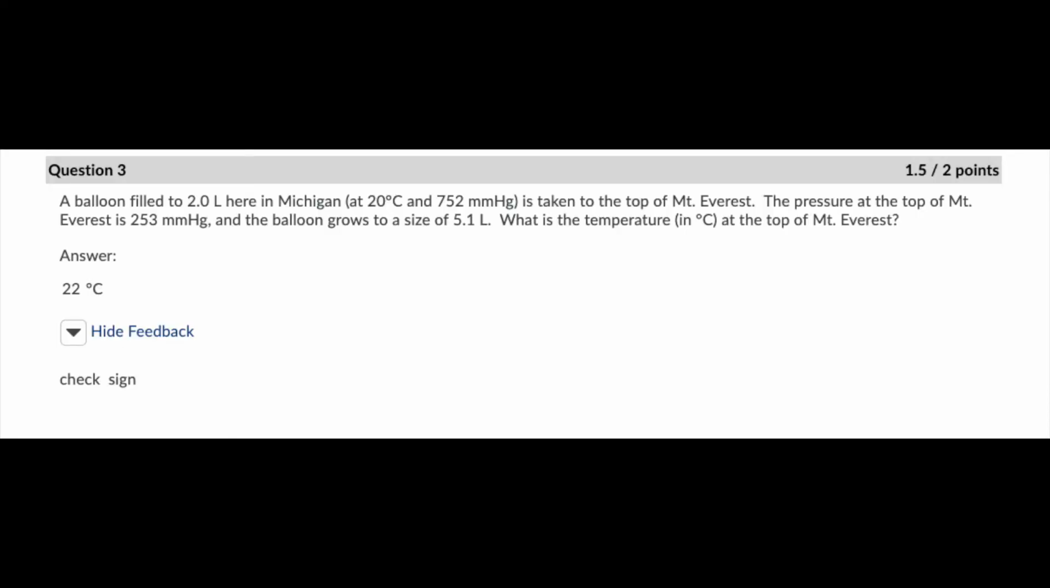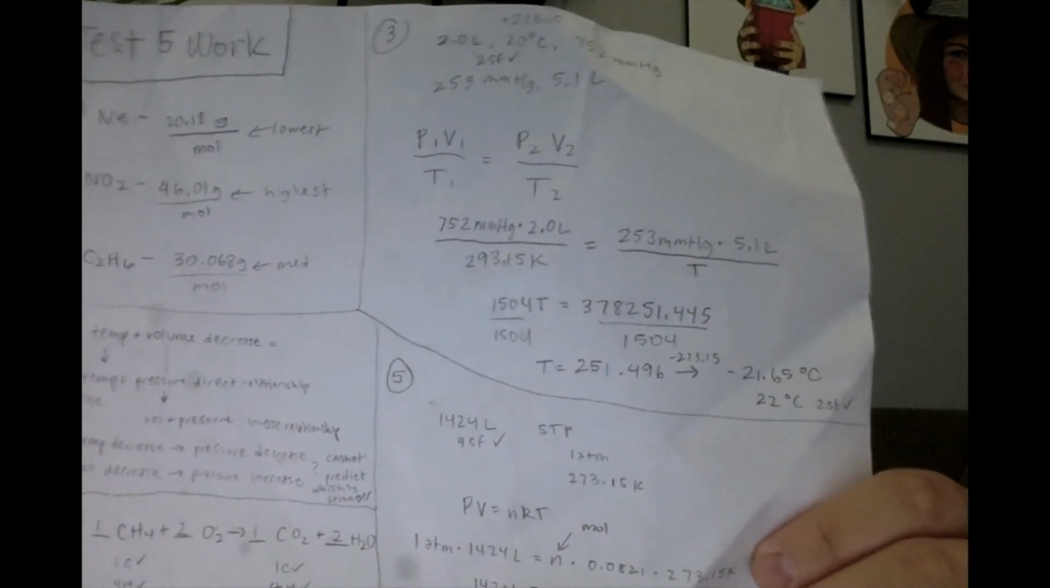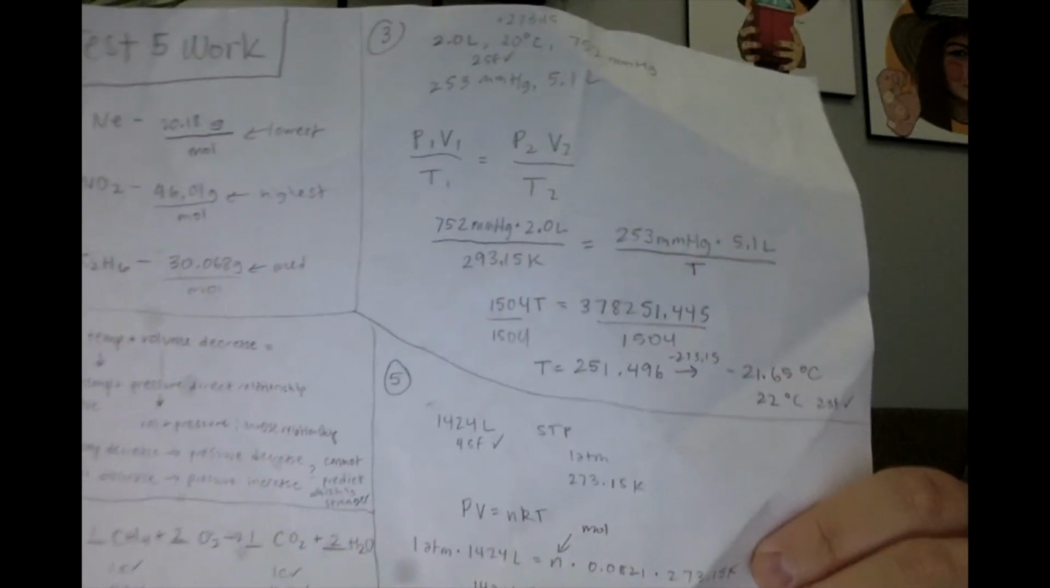So here's my first mistake. A balloon filled to 2.0 liters here in Michigan at 20 degrees Celsius and 752 mmHg is taken to the top of Mount Everest. The pressure at the top of Mount Everest is 253 mmHg and the balloon grows to a size of 5.1 liters. What is the temperature in Celsius at the top of Mount Everest? So this is my math for that problem number 3 here.